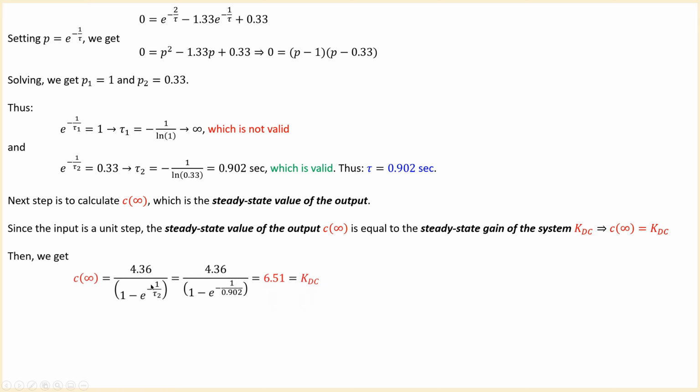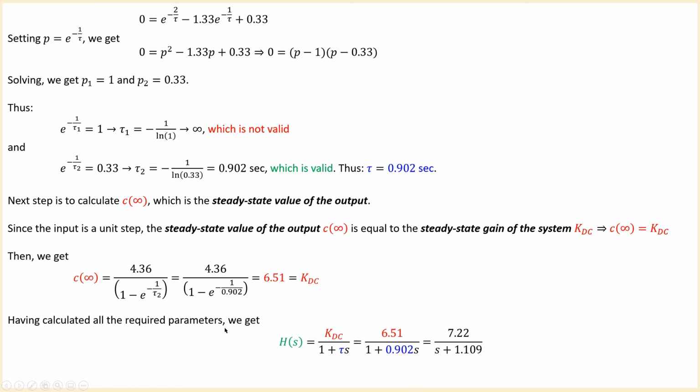Then we have the following. This is already determined in the previous discussion. From the first expression, the C at infinity was 4.36 over 1 minus e to the power minus 1 over tau. If I use specifically the tau here, in this expression, I can determine the C at infinity, which is the KDC, which is 6.51 in this case. So I now have the tau and also the KDC value. Those are the required two parameters.